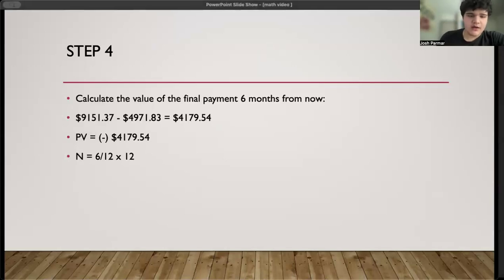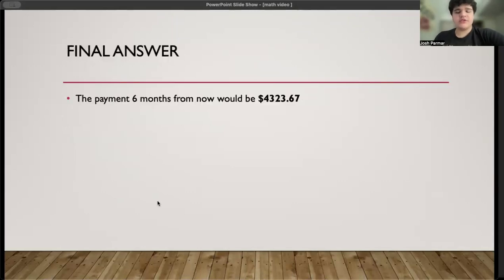$4,323.67. Let's see what we had here. Yep, right. So this would be our final answer. The payment 6 months from now would be $4,323.67.